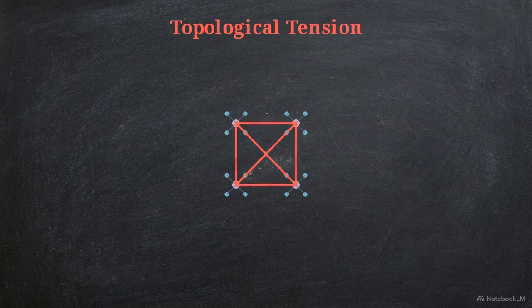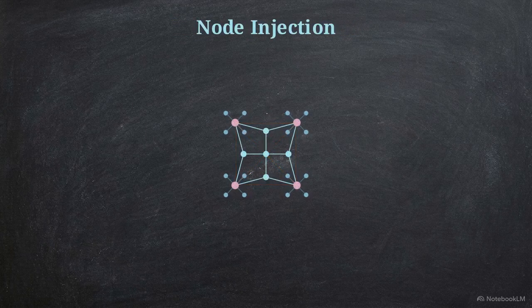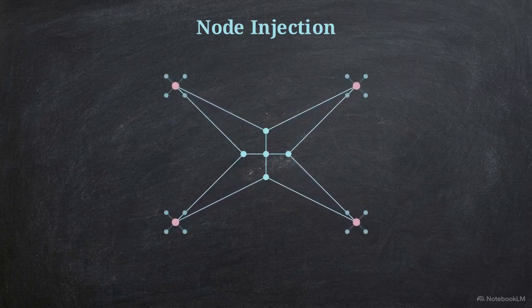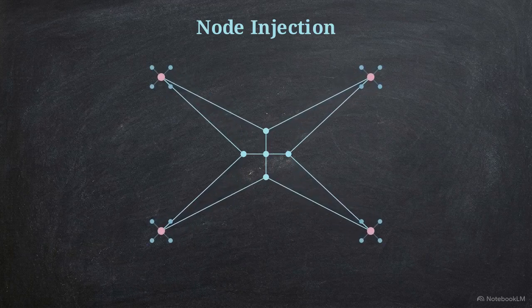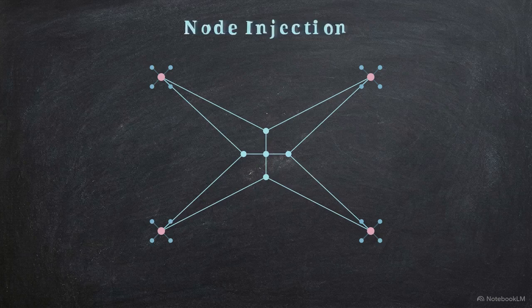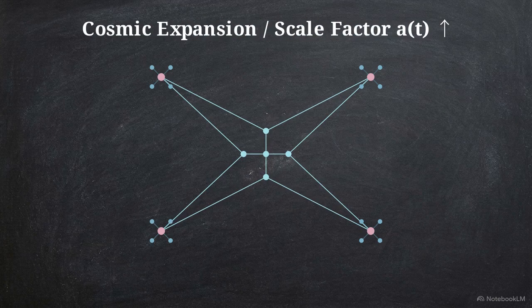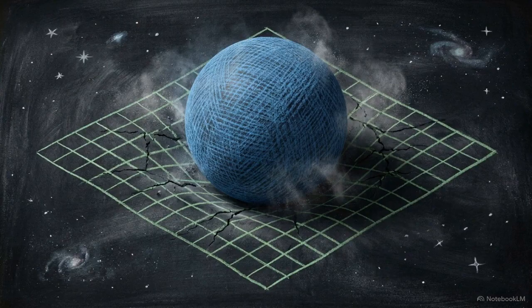The exact opposite happens when nodes become too crowded. When dense areas clash, the way to lower that topological tension is to inject entirely new nodes into the graph to push the congestion apart, an effect we perceive as cosmic expansion. Gravity emerges as the network's method for taking the cheapest energetic path to relieve the topological stress created by mass.